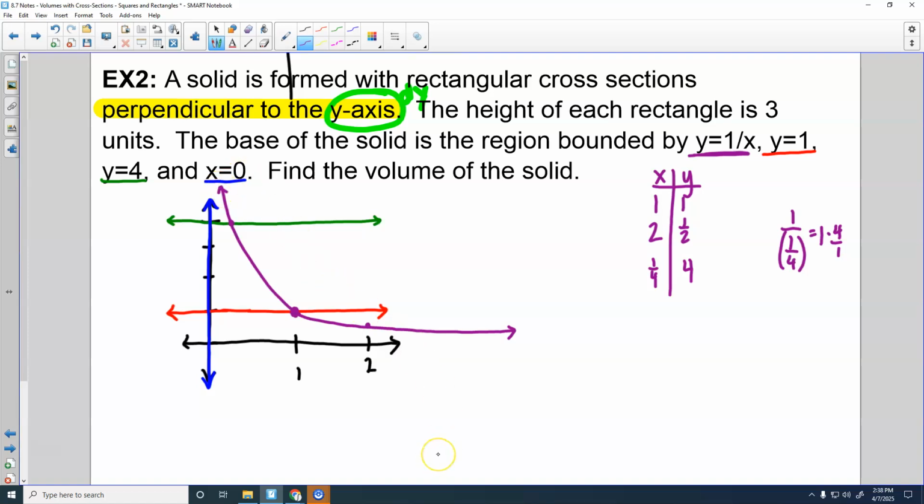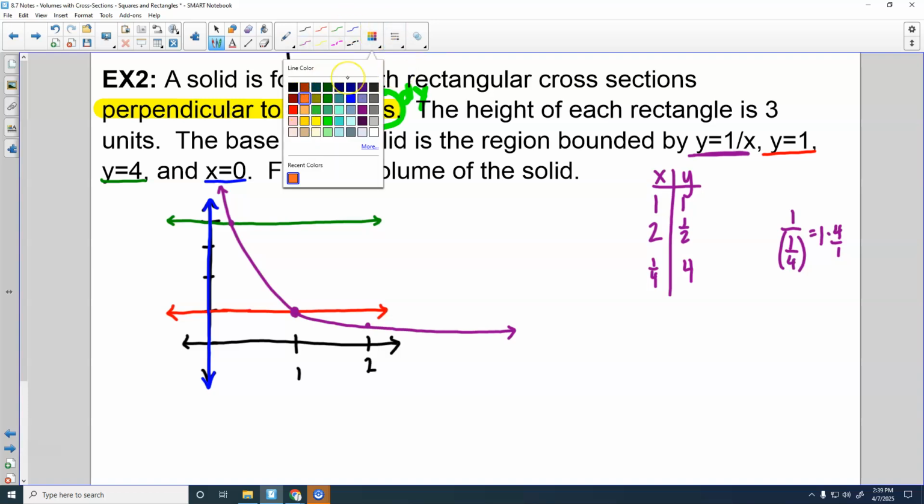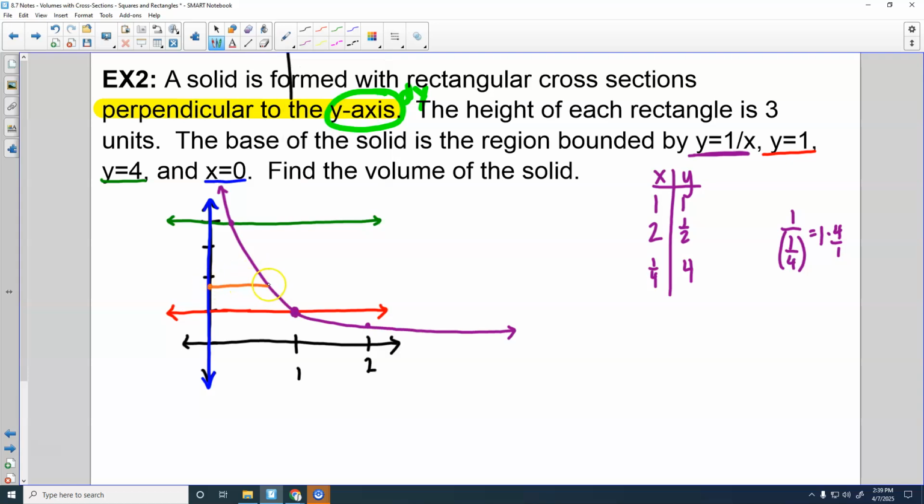And it is a good thing that they told us that our cross sections are perpendicular to the y-axis, because if they're perpendicular to the x-axis, then I've got to do it a lot differently. I've got to do a different problem. So it tells us that our cross sections are perpendicular to the y-axis, which means I'm going to be taking a strip somewhere, doesn't matter where we pick, to draw this in right here.